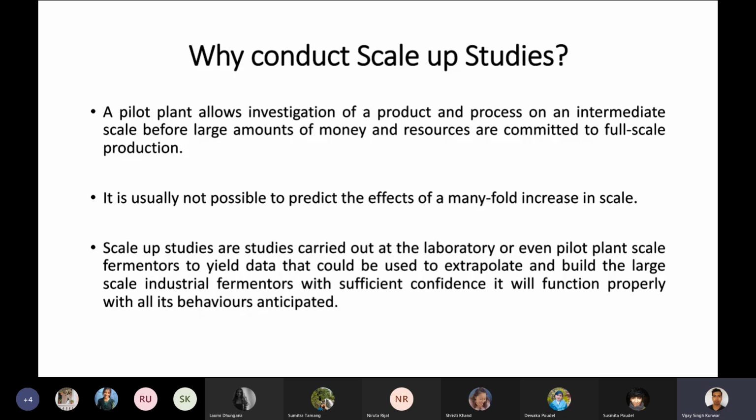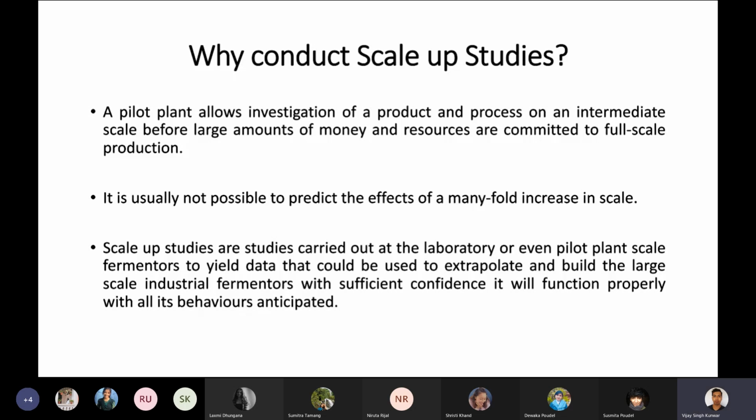All these factors can play a very important role, and many times they are not observed. So it is usually not possible to predict the effect of a many-fold increase in scale. Many times it is not possible to predict it.